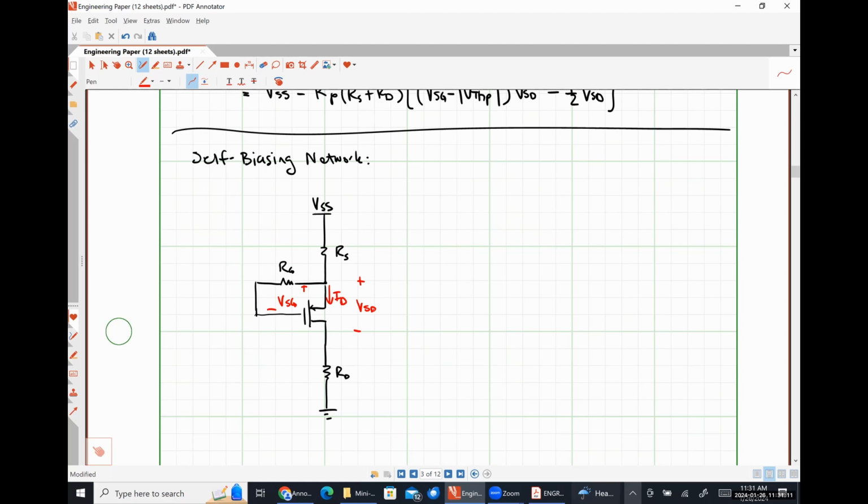We know that there's no current flowing into the gate terminal of the device, which means the current flowing through RS is also ID, and all of the current flows out the drain of the device. So all of ID is flowing through RD as well.